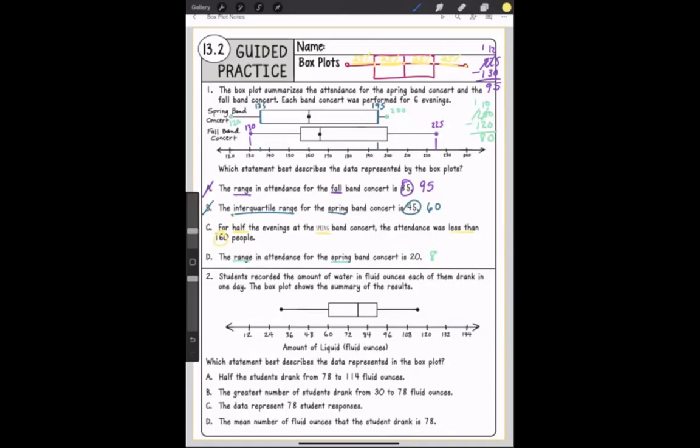So if I find 160, 160 is right here at the median. And if I go less than 160, that's everything over here. So remember, this right here is 25%, and this over here is 25%. 25 plus 25 is 50%, and 50% is half. Okay, so that is true. Because it's two quartiles, it is 50%, and so that is our answer. Okay, so that is the answer for the first one.